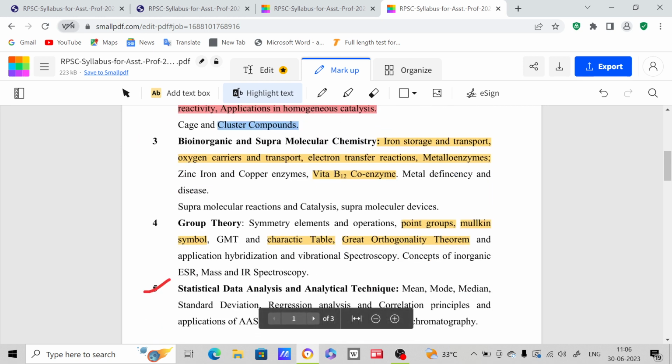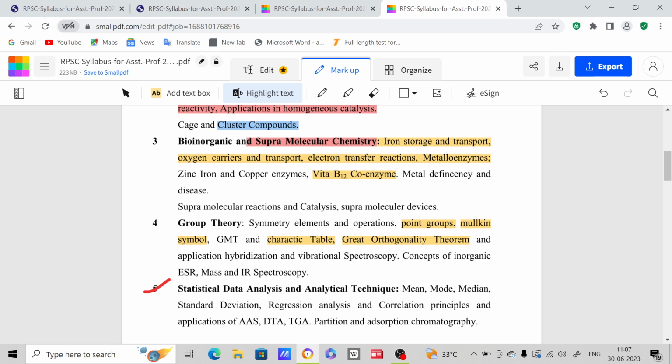When it comes to bioinorganic and supramolecular, you don't need to study supramolecular chemistry. Focus on bioinorganic. In this bioinorganic, metalloenzymes and hemoglobin, oxyhemoglobin, vitamin B12. Vitamin B12 is very important. And oxygen carriers and transport means hemoglobin, oxyhemoglobin, hemocyanin, and cytochrome. Cytochrome P450. That is more than enough.